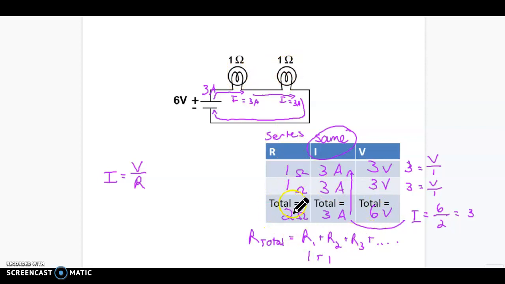You can solve for that total resistance. You can then use I equals V over R to solve for the current. That stays the same throughout, and then the voltages you can solve for using I equals V over R.